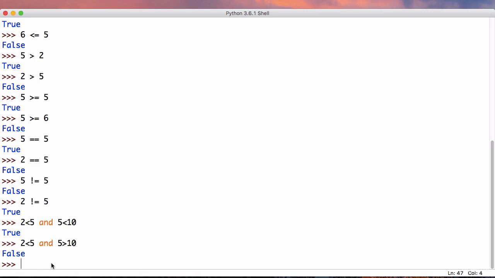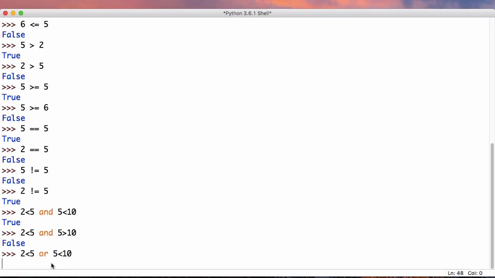The next operator is the OR operator. Now what an OR operator does is it needs one of the 2 conditions to be true, either the condition on the left or the condition on the right. Let's take a look at an example. If I say 2 is less than 5 or 5 is less than 10. Now both 2 is less than 5 as well as 5 is less than 10. So this should return true.